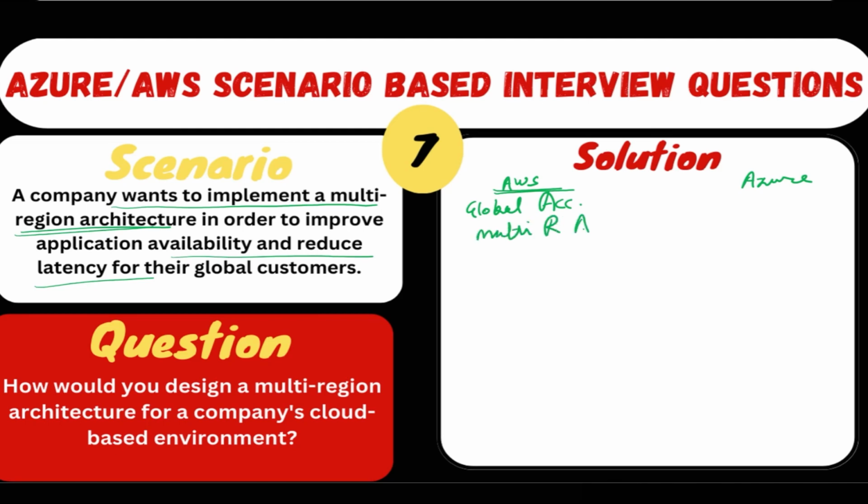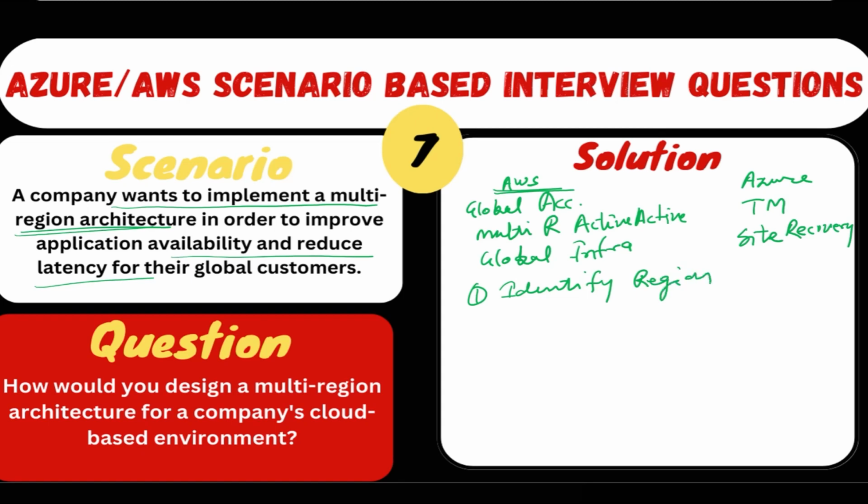When we are talking about multi-region architecture, we need to think about multiple services again. In AWS, we have the AWS Global Accelerator service, the AWS Multi-Region Active service, and AWS Global Infrastructure services. If we talk about Azure, we have the Azure Traffic Manager service and the Azure Site Recovery service.